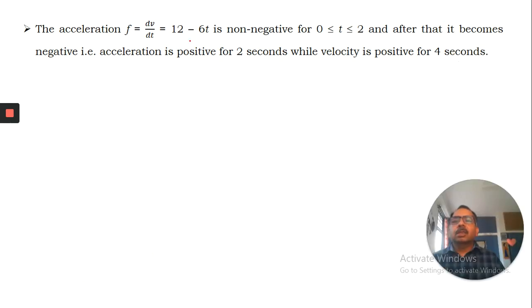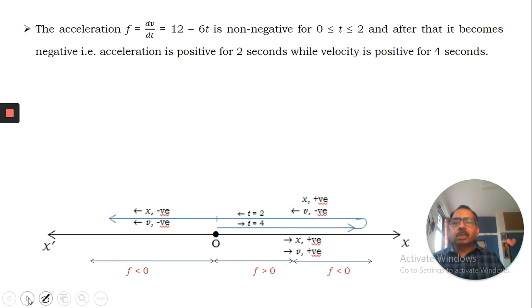The acceleration is the derivative of velocity, 12 minus 6t. This is non-negative for t between 0 and 2. If t is bigger than 2, the acceleration is negative. So see what it means. Now velocity is positive for 4 seconds, so when t is up to 4, the velocity is positive. But for t from 0 to 2, the acceleration is positive, and after that acceleration becomes negative. So for the first 2 seconds the acceleration is positive, after that the acceleration becomes negative.